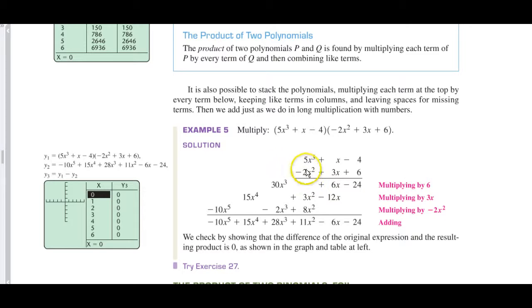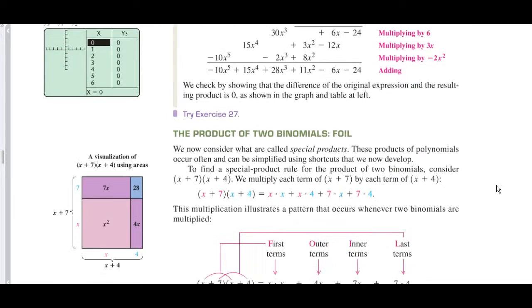Okay? And keep in mind here you're multiplying. The variables do change as you add exponents, but once they're in like term columns and we're adding, the variables don't change. A good little technique to keep in mind.